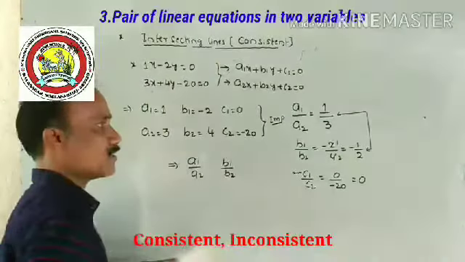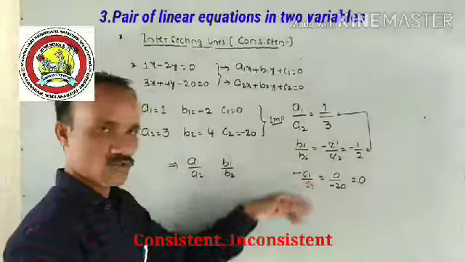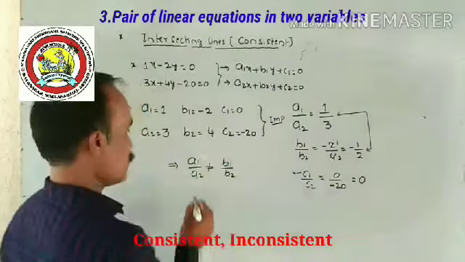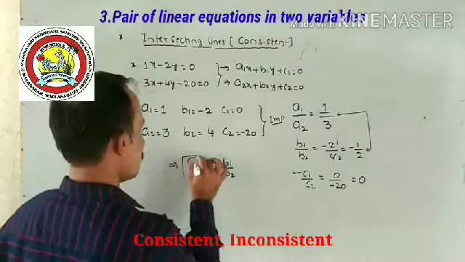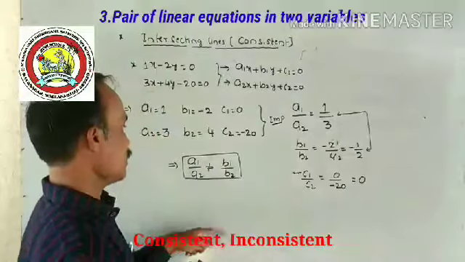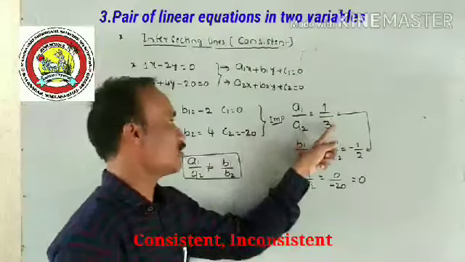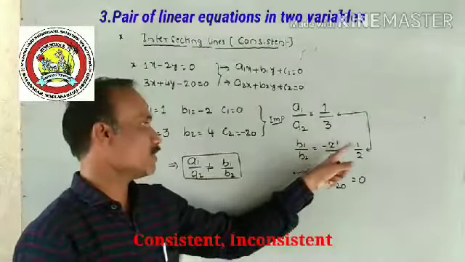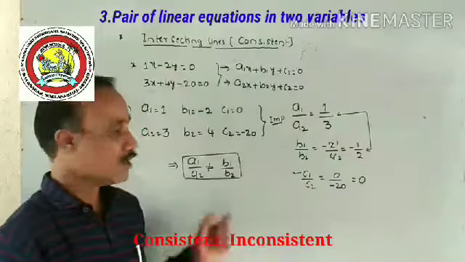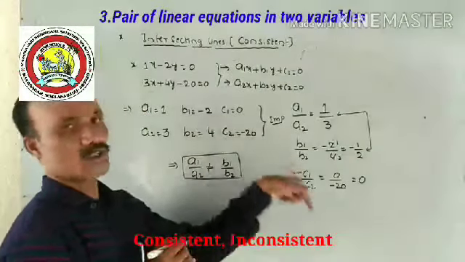What is the value of a1 by a2? 1 by 3. What is the value of b1 by b2? Minus 1 by 2. Are these two equal? No, that's not equal. This is very important. a1 by a2 is not equal to b1 by b2, because a1 by a2 is 1 by 3 and b1 by b2 is minus 1 by 2. These two are unequal. The condition is a1 by a2 not equal to b1 by b2.